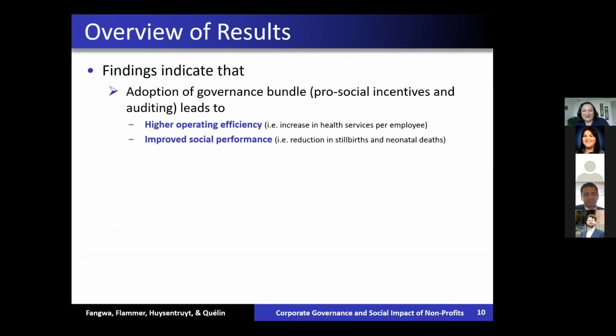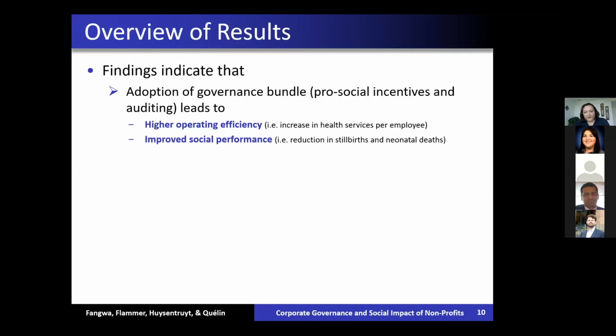Just in case I'm running out of time, let me already share a preview of the results with you. So we find that the adoption of this governance bundle consisting of pro-social incentives and auditing leads to higher operating efficiency as measured by an increase in health services provided per employee, and it also leads to improved social performance as measured by a reduction in stillbirths and neonatal deaths.